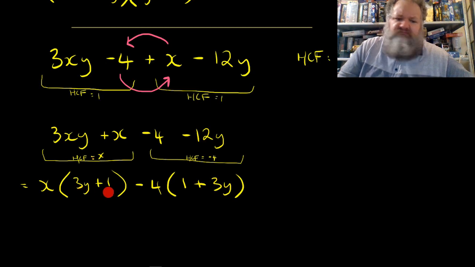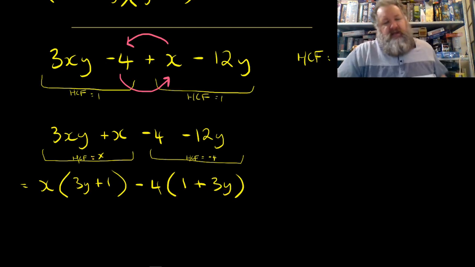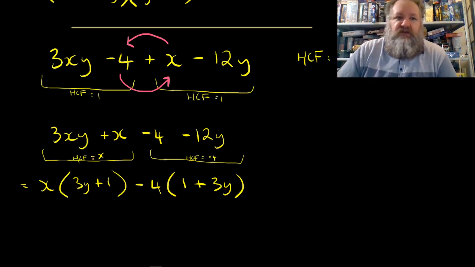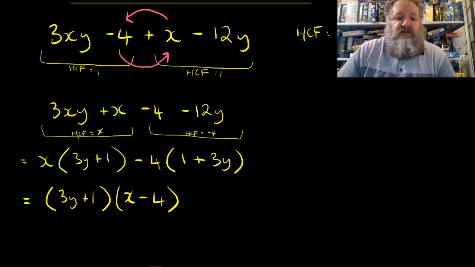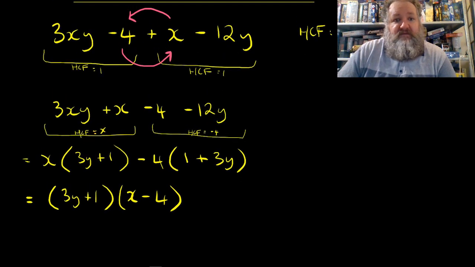I have something interesting here. 3y plus 1, and I have 1 plus 3y. Are they the same? They are the same. Addition's commutative. You can do them in any order you like. Okay, so I can still rewrite that as a common factor outside of what's left over. And you will see there that we have managed to find the factorized form.